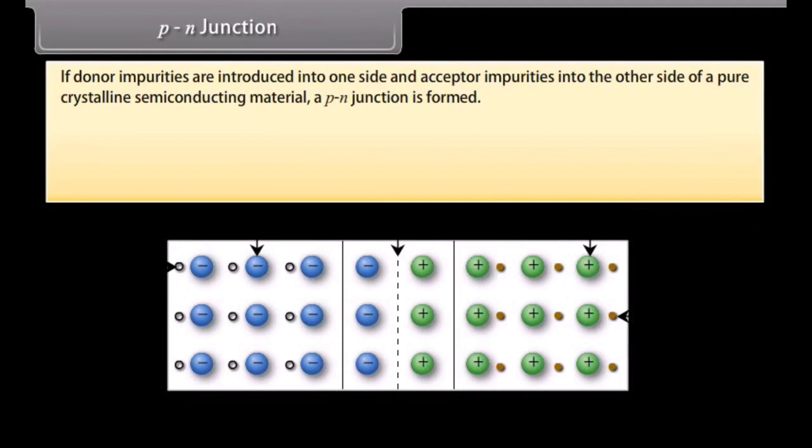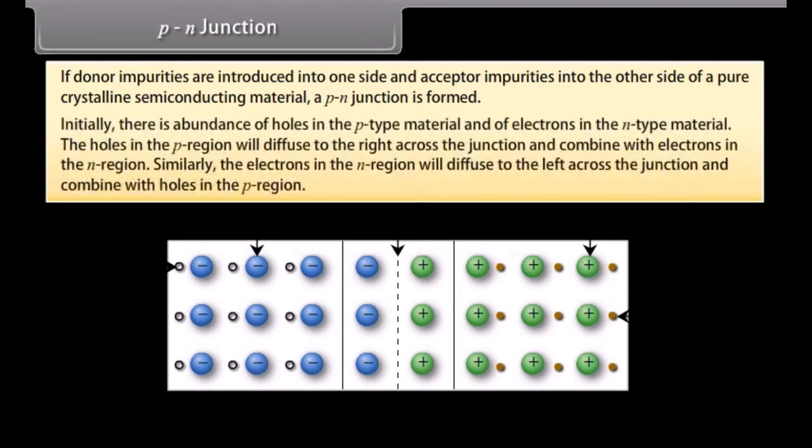p-n junction. If donor impurities are introduced into one side and acceptor impurities into the other side of a pure crystalline semiconducting material, a p-n junction is formed. The donor ion is indicated by a positive sign because after this impurity atom donates an electron, it becomes a positive ion. The acceptor ion is indicated by a minus sign because after this atom accepts an electron, it becomes a negative ion. Initially, there is an abundance of holes in the p-type material and of electrons in the n-type material.